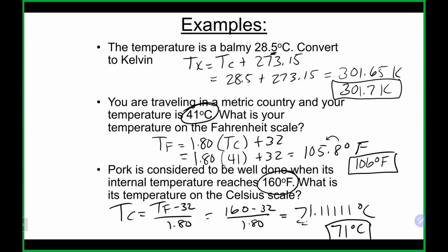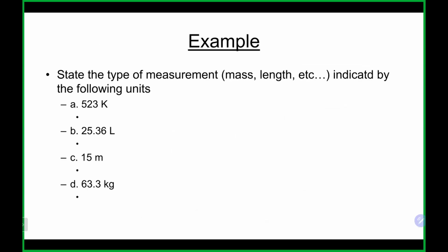Again, as I mentioned, outside of this chapter, probably the top one there is going to be a very common conversion that you're going to do. Again, you do need to know how to do those. They will not be provided for you.